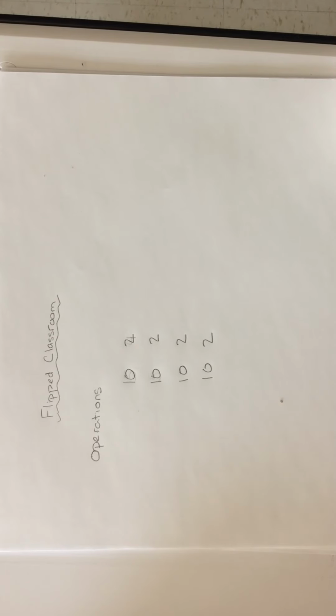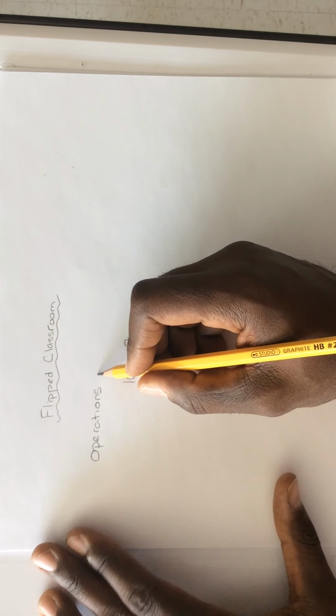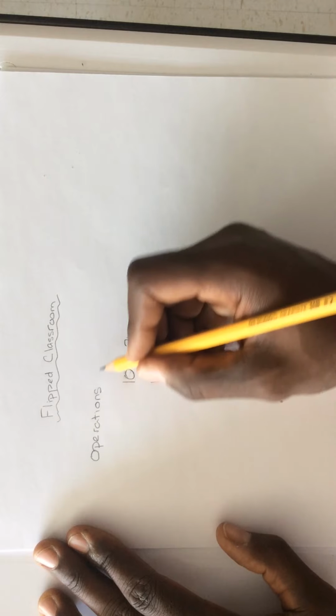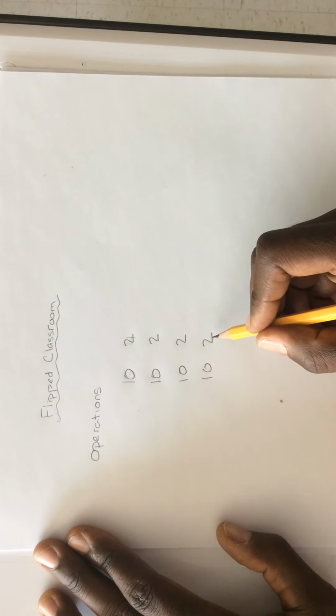So the very first thing that we're going to be covering in class are operations. So we have a fun activity tomorrow called 4 fours. And in order to play 4 fours, you're going to need to understand exactly what an operation is. So an operation are things that we use to modify or explain the relationship between sets of values.